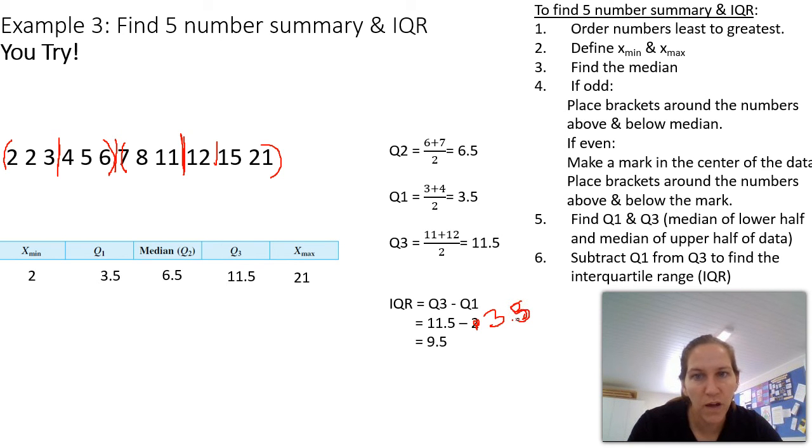Oops, 3.5. Okay, so that should be what? That should be 8. There we go, and that's how to find the quartiles, the lower quartile, maximum, upper quartile, and the interquartile range.